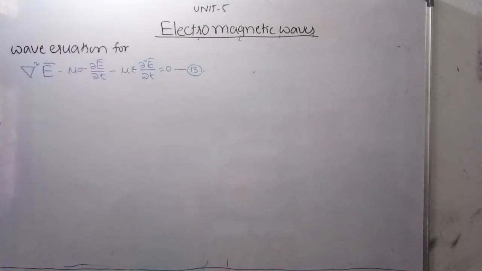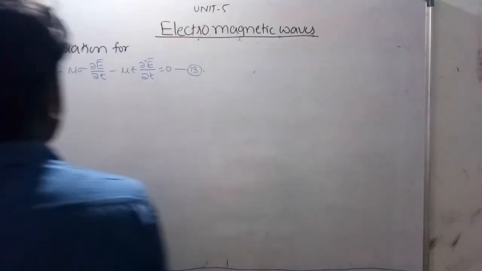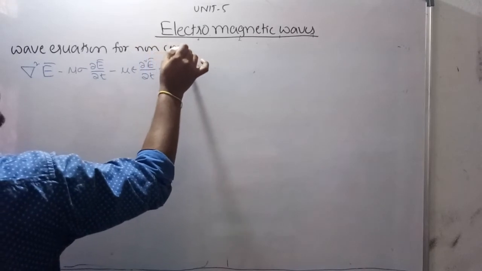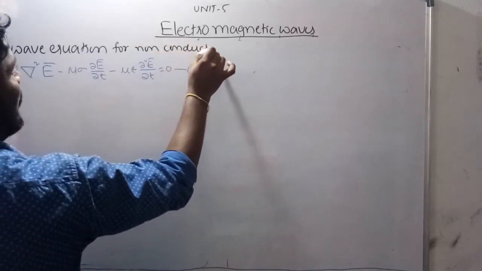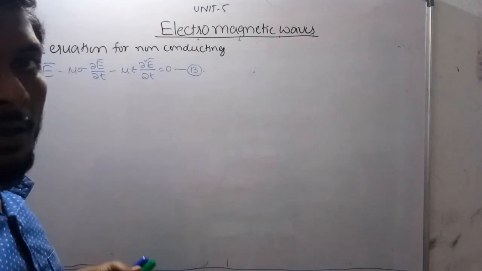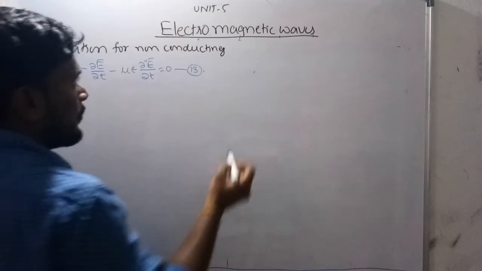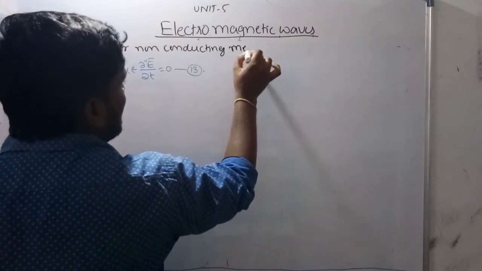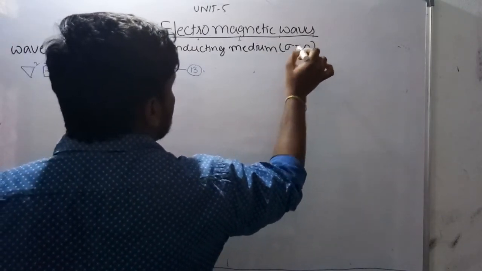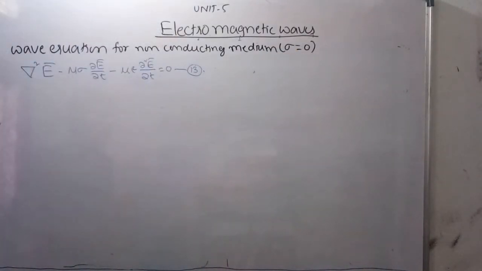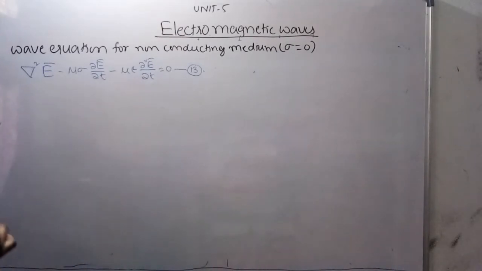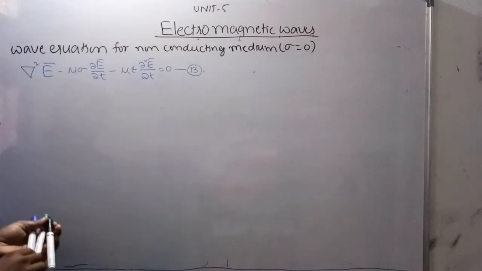Yes. So I'm continuing that wave equation for non-conducting medium. Non-conducting medium means what? The materials which do not allow the flow of electrons are called non-conducting medium. For non-conducting mediums, what is the conductivity value? The conductivity for non-conducting medium is always equal to 0. Conductivity is 0, so those do not allow the flow of electrons. Okay, so this is the wave equation for conducting medium.